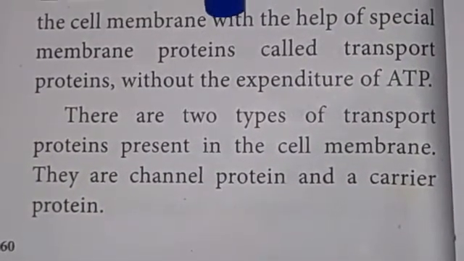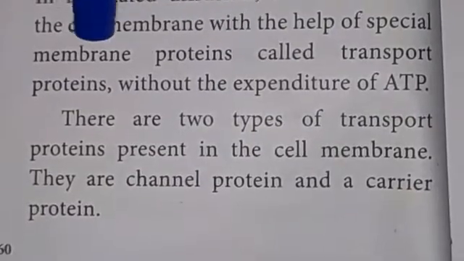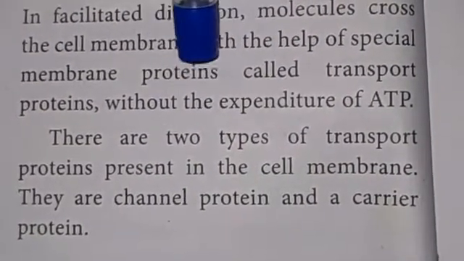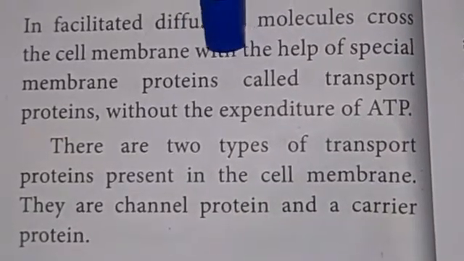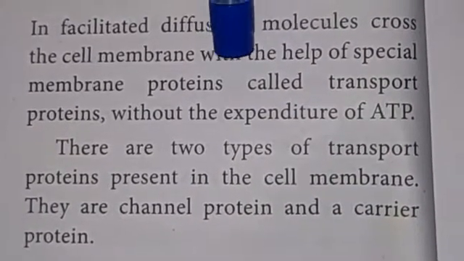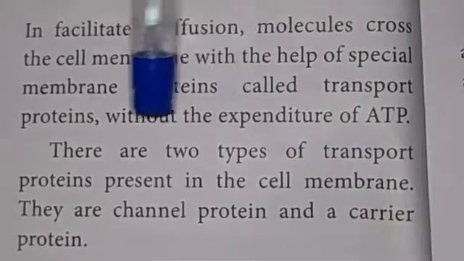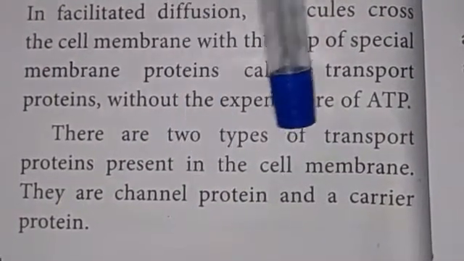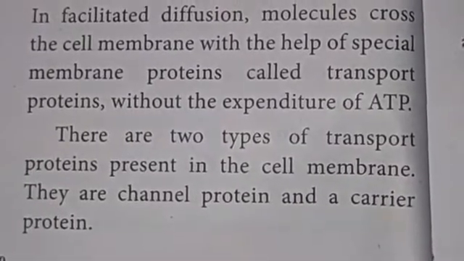So it is called a transporter protein or channel protein. This helps in the movement of substances during facilitated diffusion. There are two types of transport proteins present in the cell membrane. They are channel protein and carrier protein.